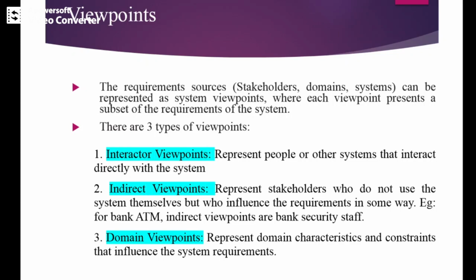Now, the second one, the indirect viewpoint. These represent the stakeholders who do not use the system themselves, but they have some influence. They are going to influence the requirements in some way. For example, take the bank ATM. For indirect viewpoints, the ATM security staff is there. He may not be using the system, but he is going to influence some requirement in that system. What can it be? Security.